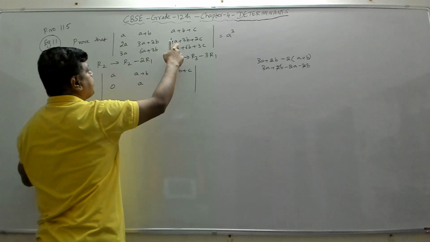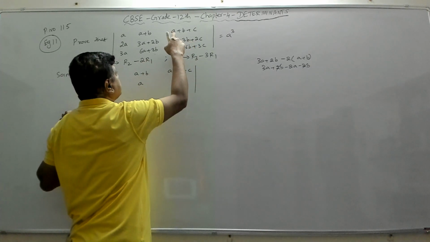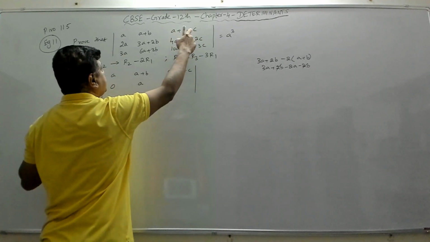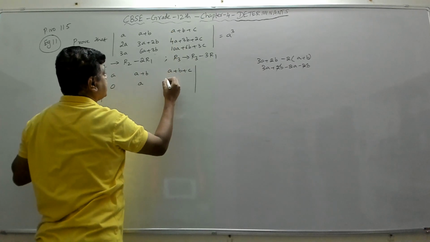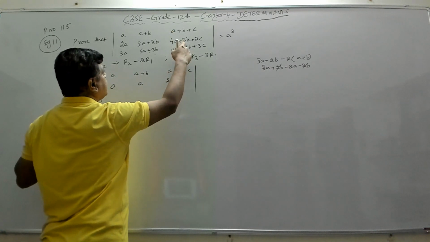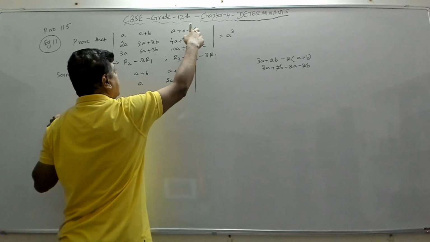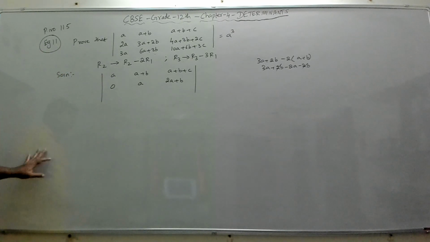Similarly here, 4a plus 3b plus 2c minus 2 into R1, which is a plus b plus c. This will become 2a, 2b, 2c when you multiply. Then if you subtract, 4a minus 2a is 2a, 3b minus 2b is b, and 2c minus 2c is 0. So you'll get 2a plus b.